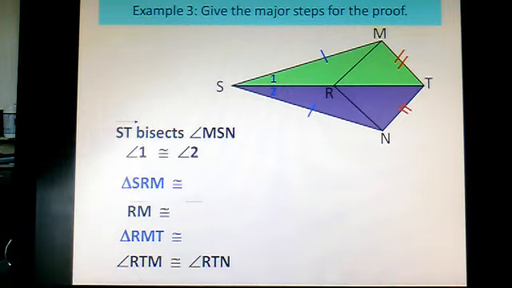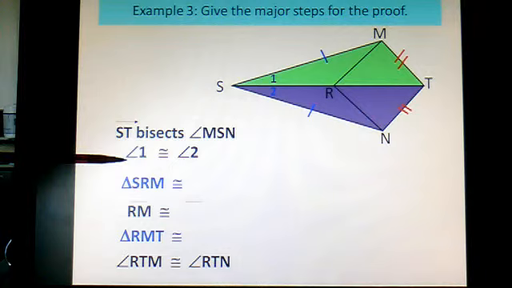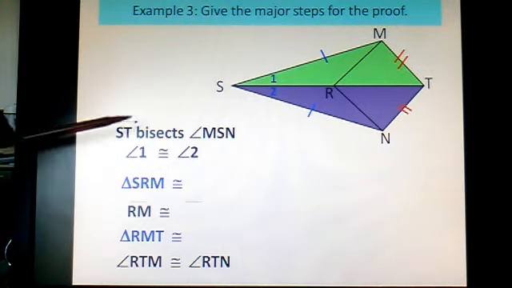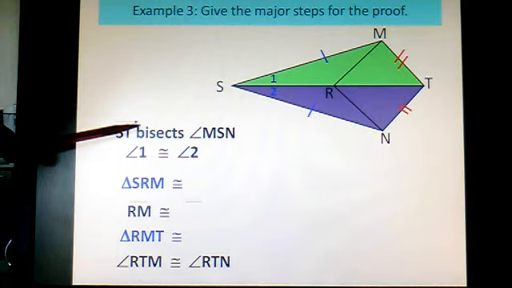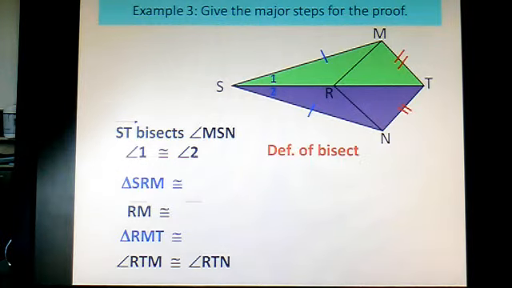Angle 1 congruent to angle 2. And if you didn't include this right here, you still need that. Somewhere in the proof, you have to recognize that 1 and 2 are congruent, because you understand that the word bisect means cut into 2 equal parts. Cut specifically that angle into 2 equal parts. 2 congruent parts.